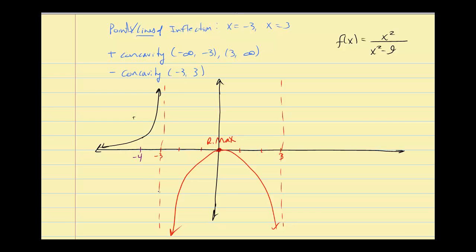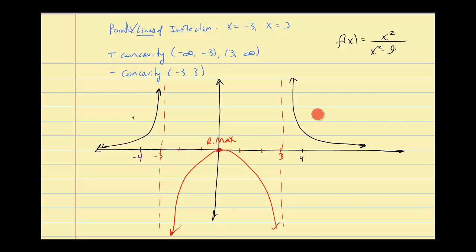Now this also gives me a pretty good idea what's going to go on if I plug in a 4. If I plug in a positive 4, I'm going to be up above the x-axis as well, and I'll have something that looks like this. So this matches everything. Positive sloping tangent lines, positive sloping tangent lines, negative, negative sloping tangent lines. My concavity goes positive, negative, positive, just like the graph said. So this is the graph of x squared over x squared minus 9.